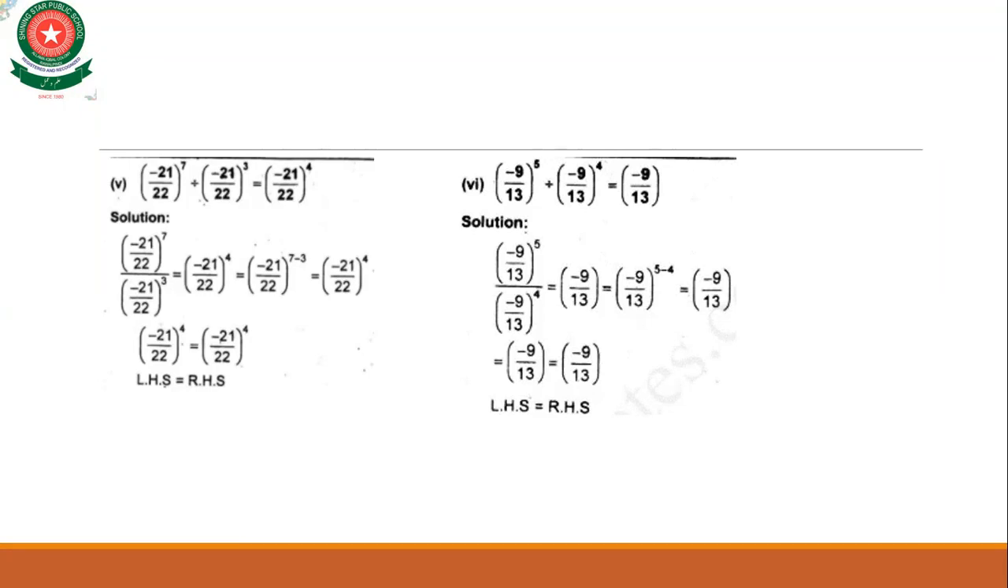So in the second step, we just subtract 4 from 5. By subtracting this, at the end we will get minus 9 by 13, which is equal to the right hand side of minus 9 by 13. So we have proved that left hand side is equal to right hand side.